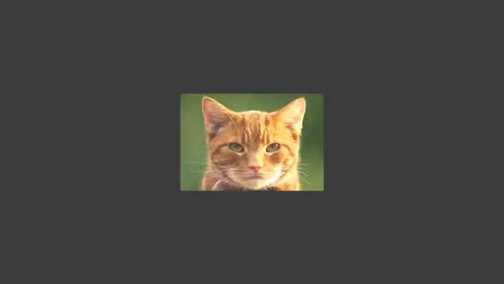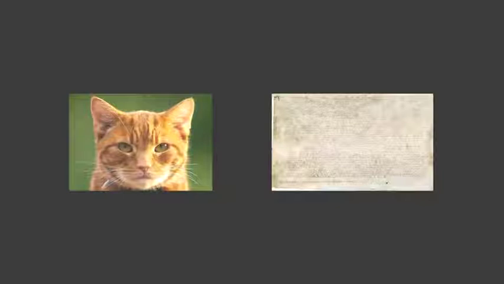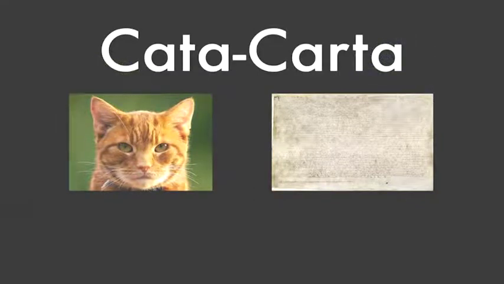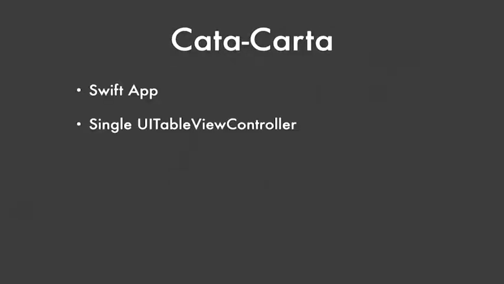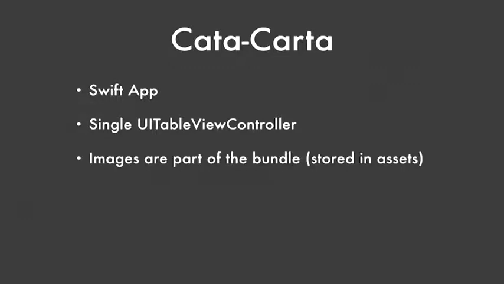Okay, so for my first demo app that I wrote tonight, what it does is it shows you pictures of cats alongside quotes from the Magna Carta, and it's called Catacarta. Cool. So it looks like here, you got a picture of a cat. This is a UI table view here. You got this great document, this text from 1215. It's awesome. So Catacarta is a Swift app. A single UI table view controller. Images are part of the bundle, so they're just in XC assets.